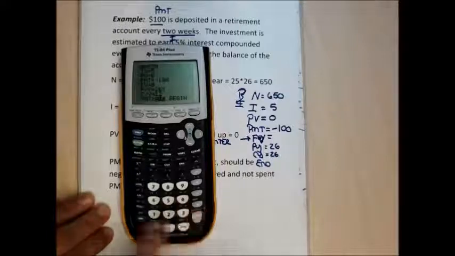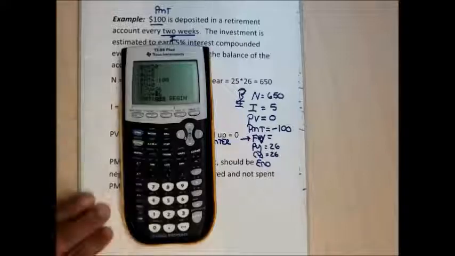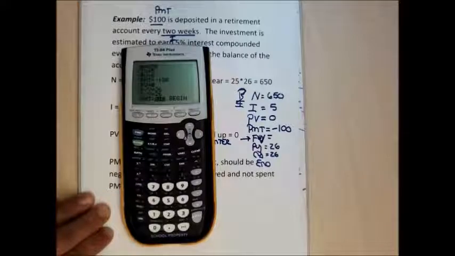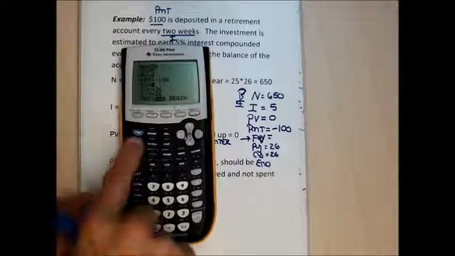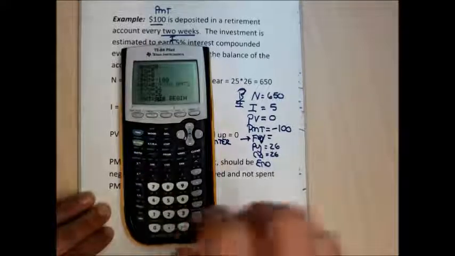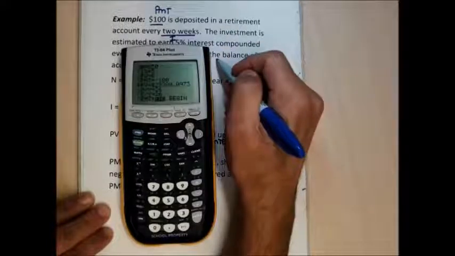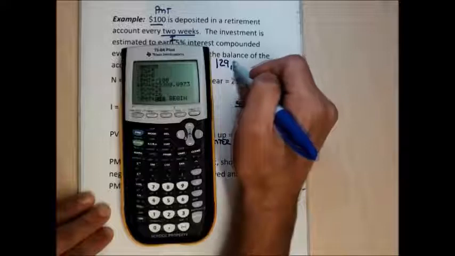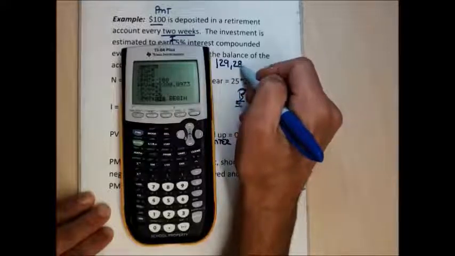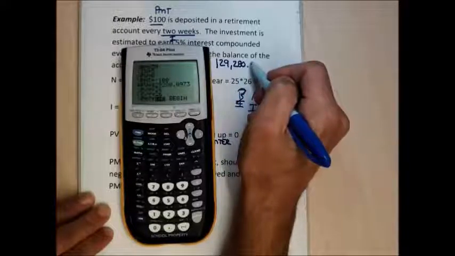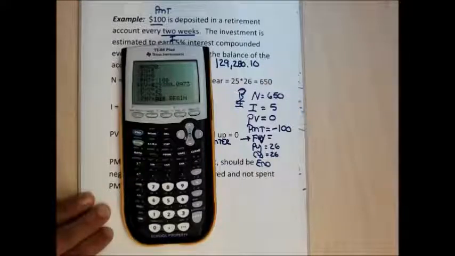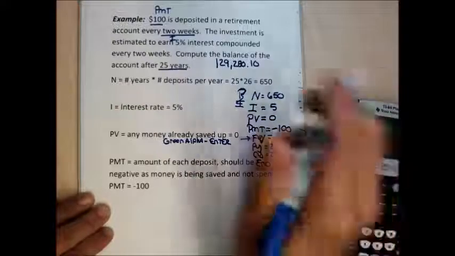And I've typed 26 for the PY, and it'll change the CY to 26. I'm leaving my calculator on end for every problem in this chapter. Now I'm going to scroll up to the FV, hit the green alpha button followed by enter, and I'm going to round to 2 decimals. And it's going to say just putting $100 every paycheck away for the next 25 years, if I round to 2 decimal places, you'll have $129,280.10 saved up.